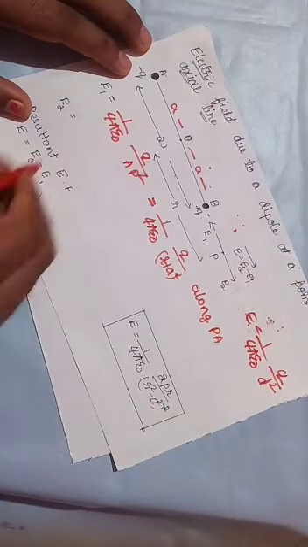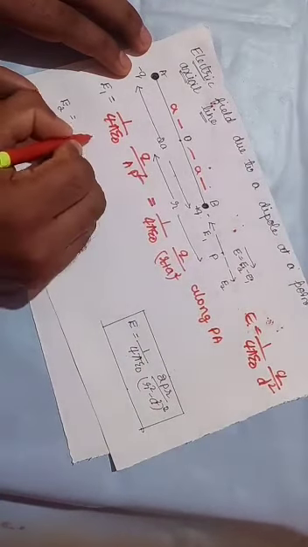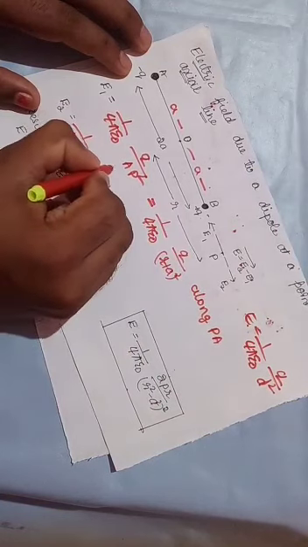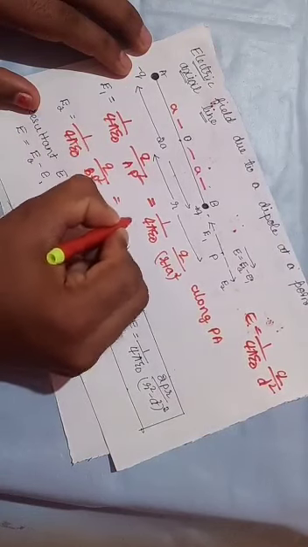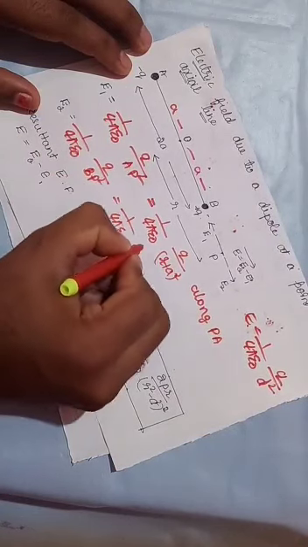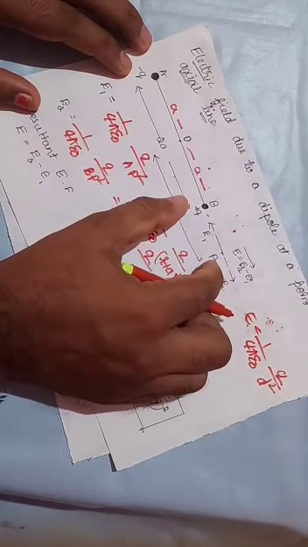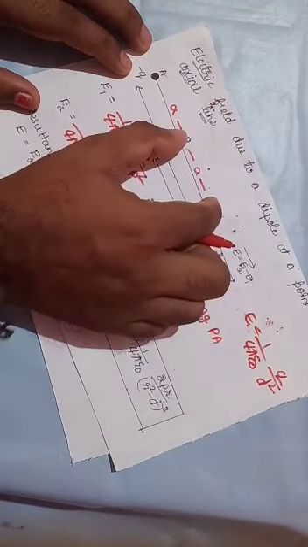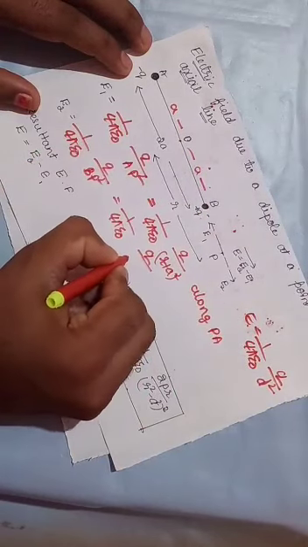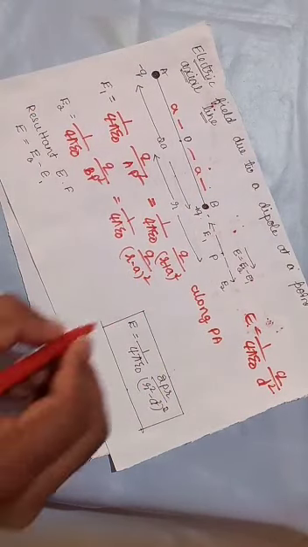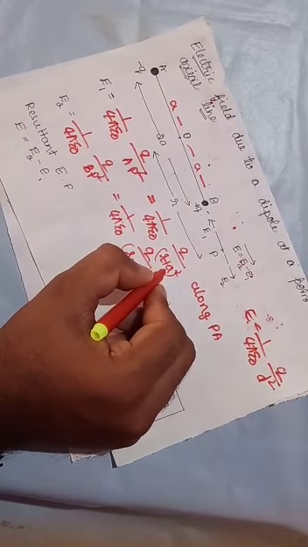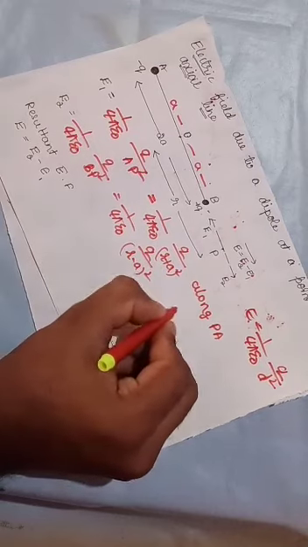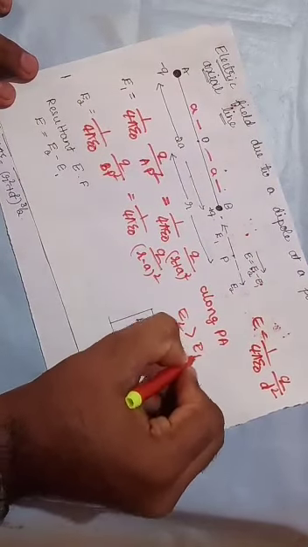Similarly, you can write E2 as 1 divided by 4 pi epsilon naught, Q divided by BP square. BP is OP minus OB. Therefore it is 1 divided by 4 pi epsilon naught, Q divided by r minus a whole square. On substituting, we can see that the denominator term r minus a in E2 is smaller compared to r plus a in E1. Therefore, clearly E2 is greater than E1.